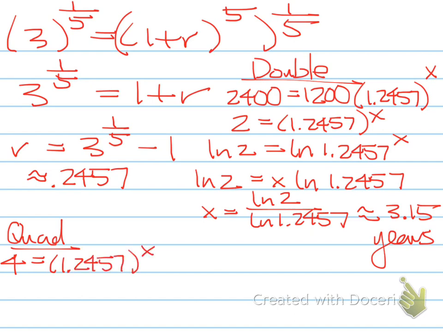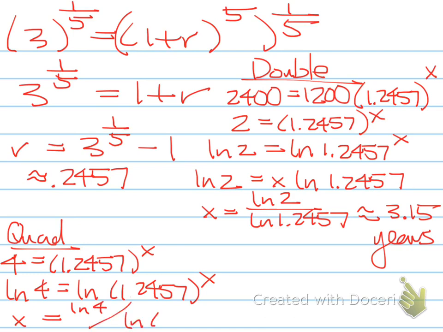To see how long it would be to quadruple, on the left side of the equation we would just have 4,800. And when we divide 4,800 by 1,200, the initial amount, we just get 4. And we follow the same steps. Take the natural log of both sides, bring the x down in front of the logarithm, and then divide both sides by the natural log of 1.2457, and we get approximately 6.31 years to quadruple.